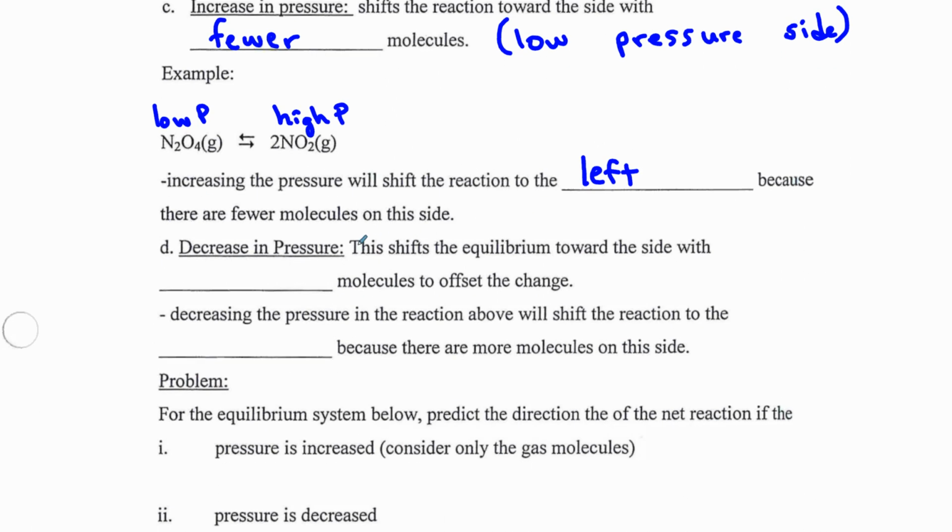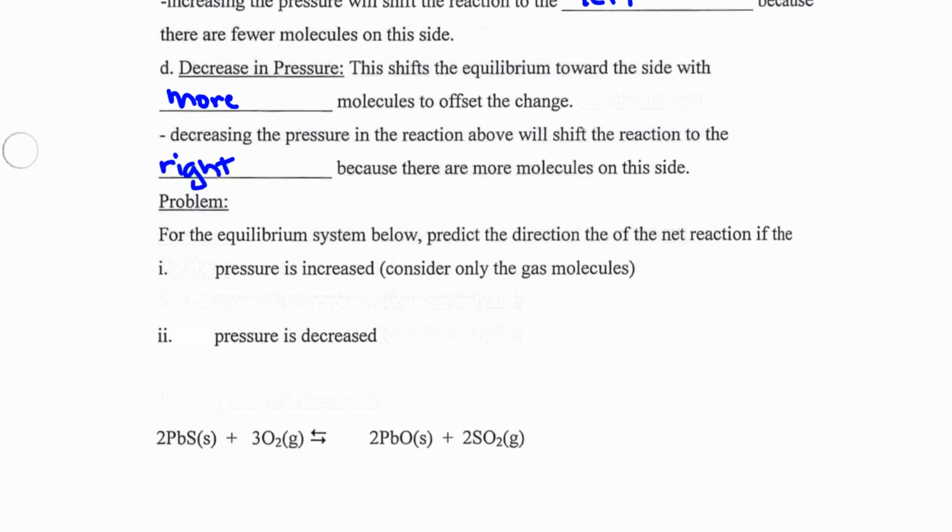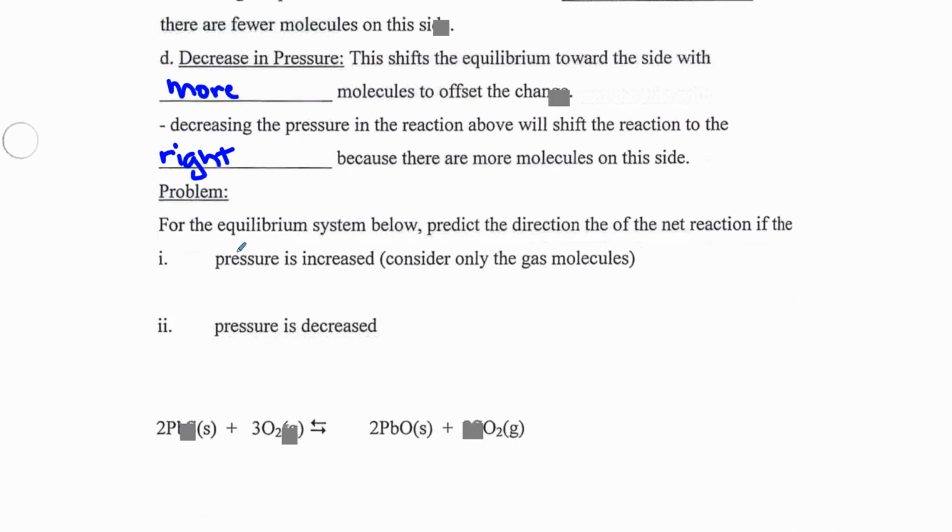Okay, so a decrease in pressure shifts the equilibrium toward the side with more molecules, right? You're trying to increase and offset the change. So decreasing the pressure in the reaction above will shift the reaction to the right towards the high pressure side because there are more molecules on this side. So let's look at another example just to give this a try.